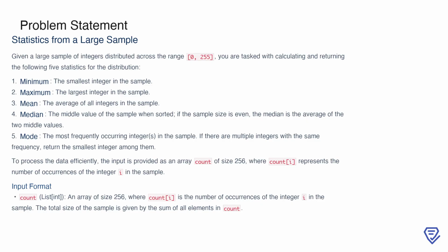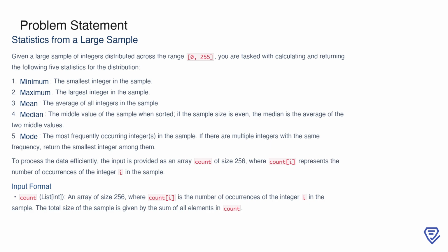If the sample size is even, the median will be the average of the two middle values. Finally, you'll determine the mode, which is the integer that appears most frequently in the data. If there are multiple integers with the same highest frequency, you should return the smallest one among them.